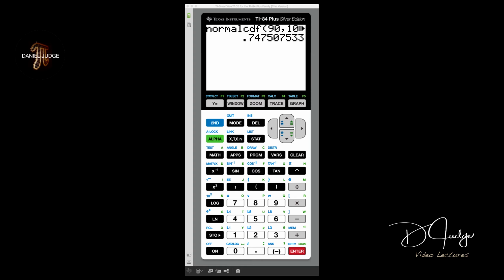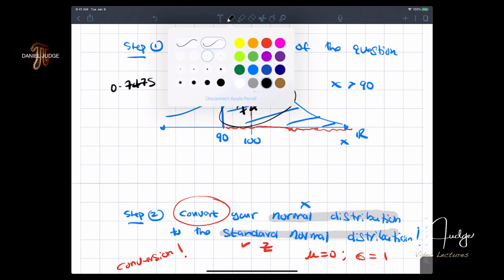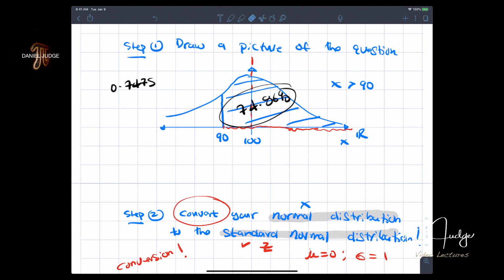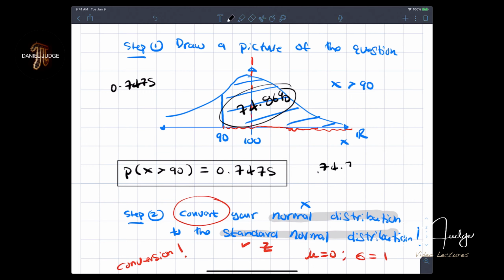So if I go back here to the iPad, I wrote down that number. I'm going to say something like this here. What you guys happen to find here, by definition, that's the probability that x is greater than 90 by the TI is 0.7475. This is notation. What that means as a percentage is 74.75%.